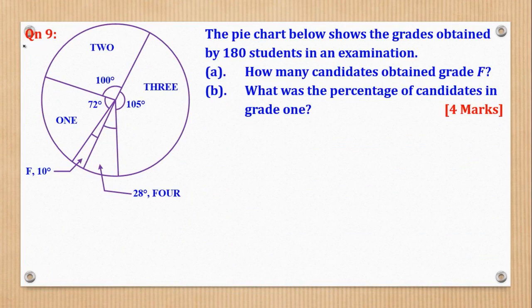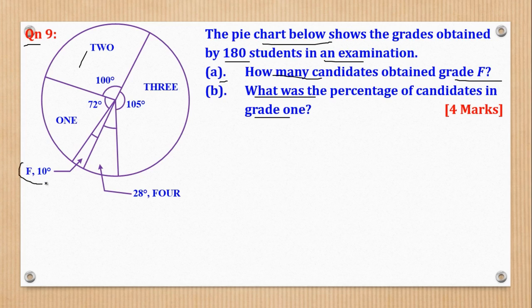So now we shall go to question 9, which says, the pie chart below, which is this, shows the grades obtained by 180 students in an examination. Part A. How many candidates obtained grade F? Part B, what was the percentage of candidates in grade 1?